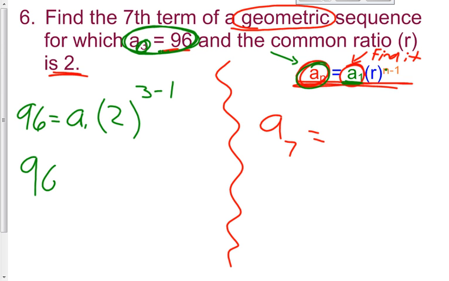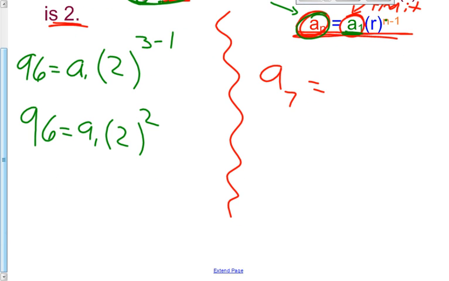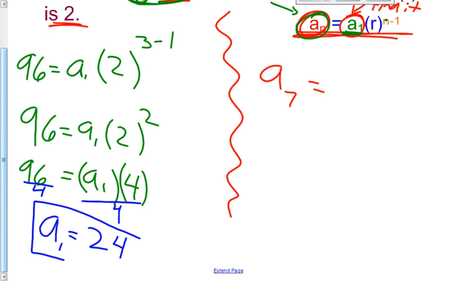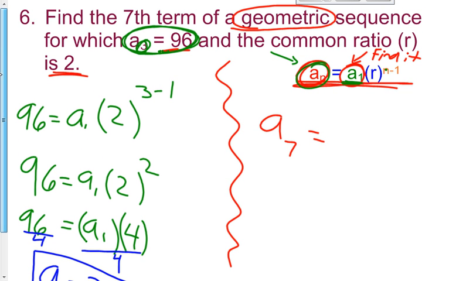I can solve for a sub 1. Here's how I do it. 96 equals a sub 1 multiplied by 2 raised to the 3 minus 1, which is the second power. So what is 2 squared? Obviously it is 4. So now I have a sub 1 multiplied by 4 equals 96. So what is the value of my first term? I simply divide both sides by 4, and voila! 96 divided by 4 is the number 24. And now, class, I am golden. Why? Because I can find the value of my seventh term now, which is what I want. Find the value of the seventh term.